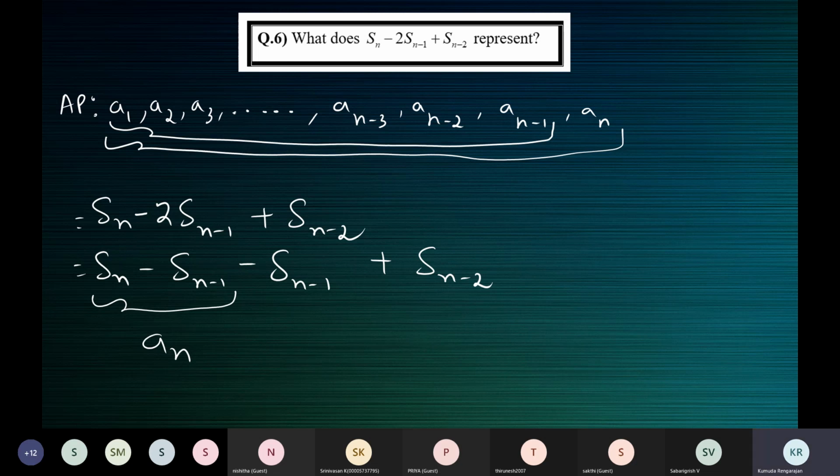Sn is the sum of all the terms from the first term to the nth term. Sn minus 1 is the sum of all the terms from the first term to the n minus 1th term. So the difference between these two is An.